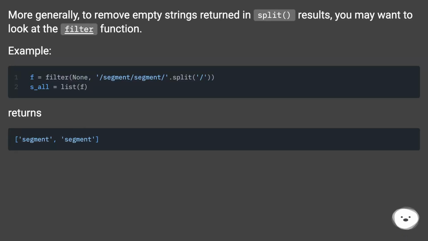More generally, to remove empty strings returned in split results, you may want to look at the filter function. Example: filter(None, '/segment/segment/'.split('/')) returns ['segment', 'segment'].